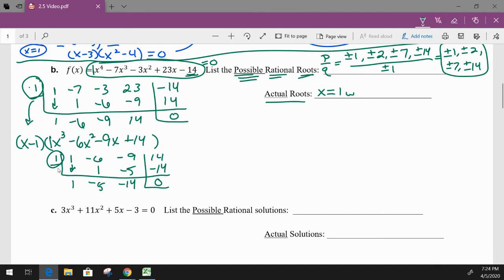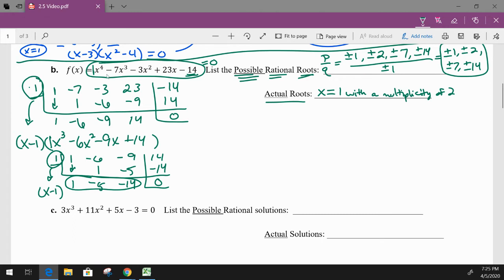So now I can add x equals 1 with a multiplicity of 2. So that means I have another factor of x minus 1. And then these numbers here will give us our remaining polynomial that we have to factor.